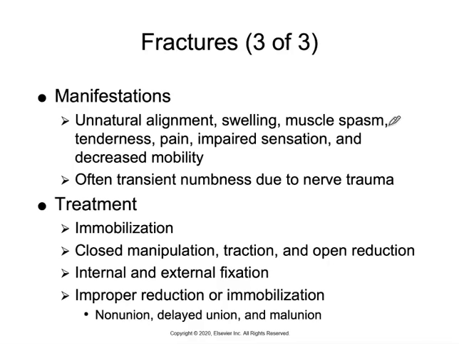When we have displaced fractures, they are going to require reduction or realignment and immobilization so that we can promote healing. So with closed manipulation or reduction, the bone is going to be realigned manually without surgery and then stabilized with a splint or a cast. When we have traction, we're going to use weights to pull bone fragments into alignment.